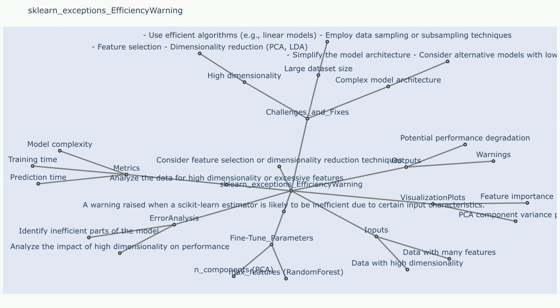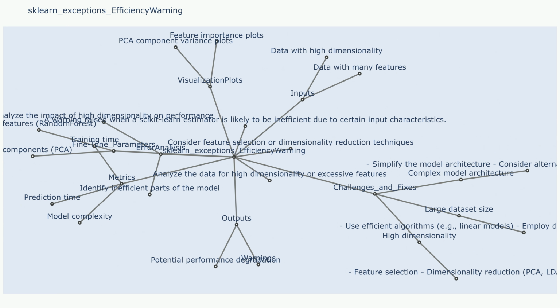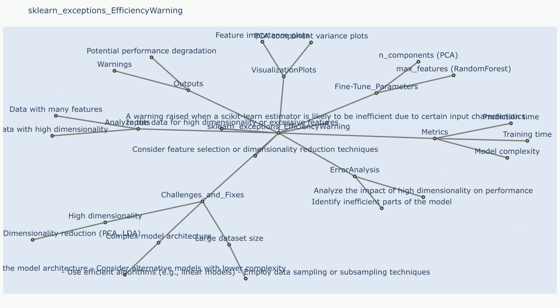Example: a model with a large number of features might cause the algorithm to be computationally expensive. Use feature selection techniques like PCA, or feature importance, to reduce the number of features. Consider using a more efficient algorithm for the task.